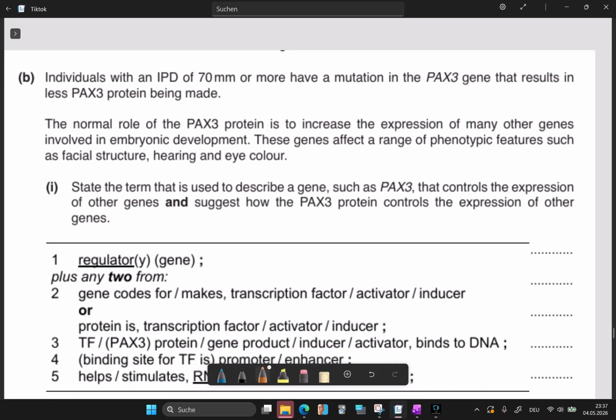And part B is telling us the individuals with an IPD of 70 millimeters or more have a mutation in the PAX gene that results in less PAX protein being made. So less PAX protein being made increases this distance.